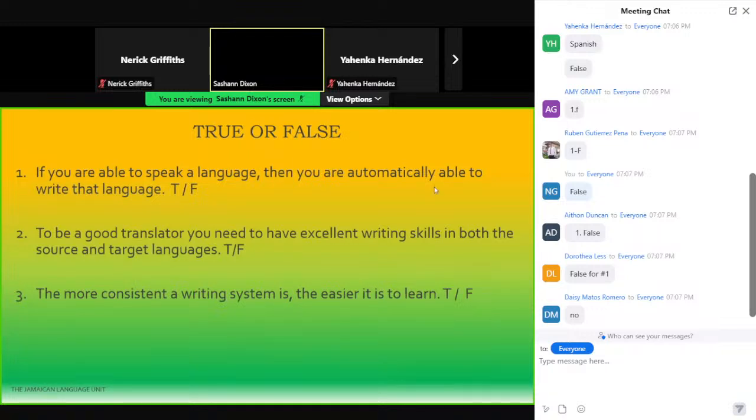All right, so good. Now, leading into the discussion, if you are able to speak a language, then you're automatically able to write that language. Not necessarily the case, right?